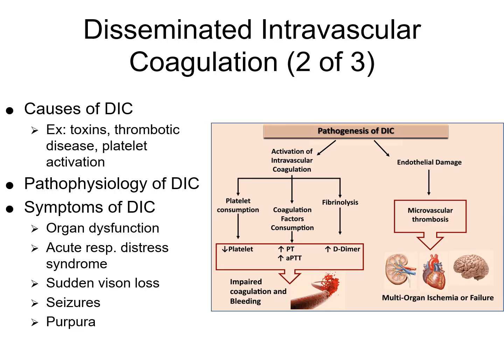They could have acute respiratory distress syndrome from lung injury from the microthrombi and inflammation. They could have sudden vision loss due to microvascular occlusions in the retinal vessels. They could also have some seizures from cerebral ischemia or hemorrhage. They could have some purpura showing, so petechiae and bruising from the thrombocytopenia and bleeding. And some other bleeding manifestations are mucosal bleeding, oozing from any puncture sites, hematuria, and gastrointestinal bleeding.